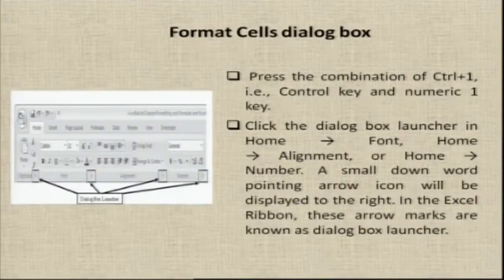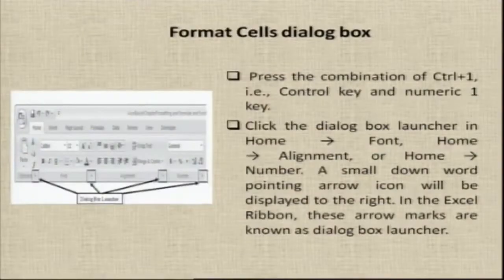Next we are going to discuss the format cells dialog box. The format cells dialog box also helps us do the same tasks which we have discussed earlier. We can get the format cells dialog box in many ways. The first way is to press the key combination Control plus numeric key 1. If you press both these keys together, then the format cells dialog box will appear.